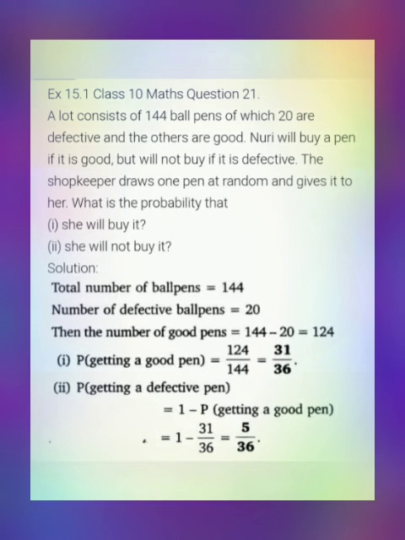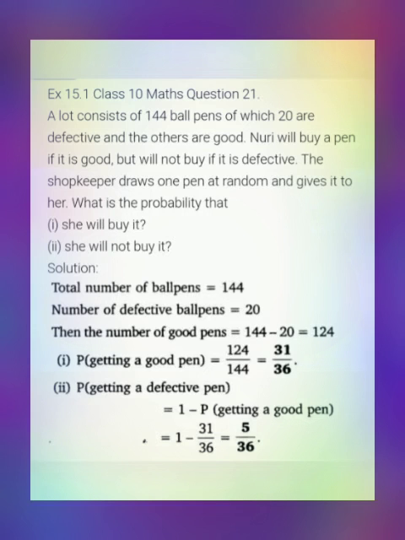Okay, now let us analyze the question and step into the solution part. Total number of ball pens are how many? It's given as 144. How many are defective pens? They are 20 in number. So, shall we find out the number of good pens? Yes. So, we have to subtract 20 from 144. So, 144 minus 20 gives you 124. So, how many good pens are there? 124.